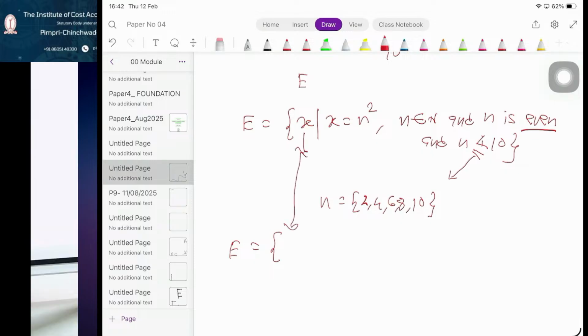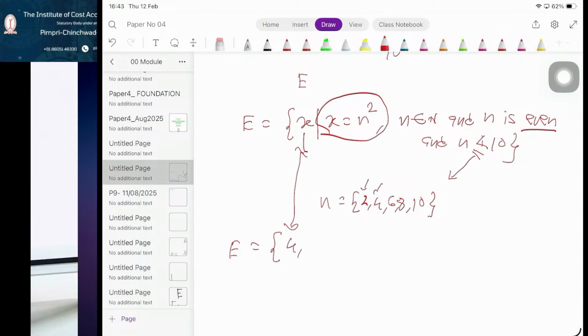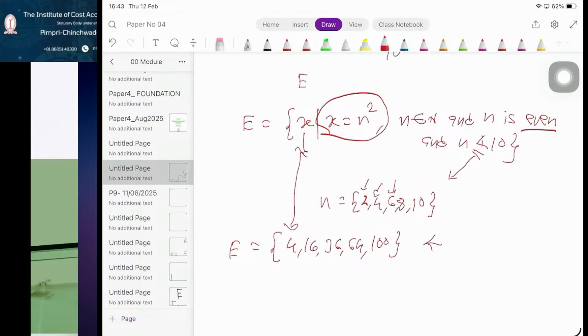It is n square. Take the first value of n, that is a 2. Make the square of that. 2 square is 4. Then the next element 4, square of 4 is 16, square of 6 is 36, square of 8 is 64, square of 10 is 100. So you are defining the element like this, and E is the name of the set. This method is called as set builder method or ruler method.